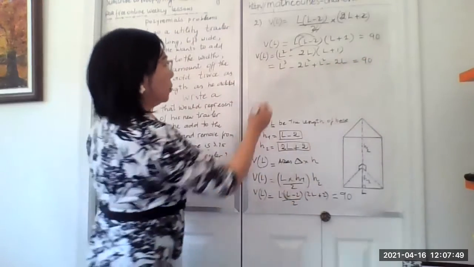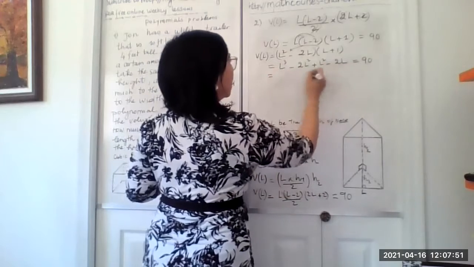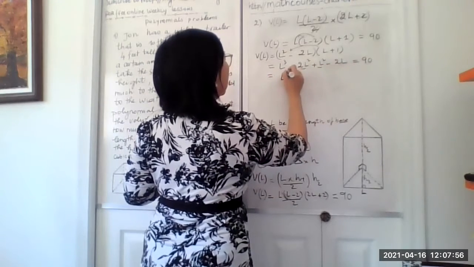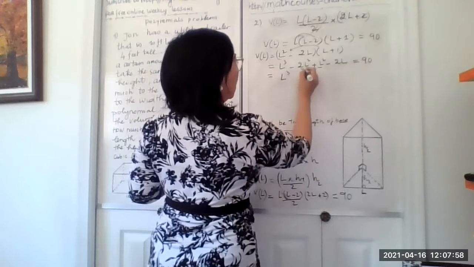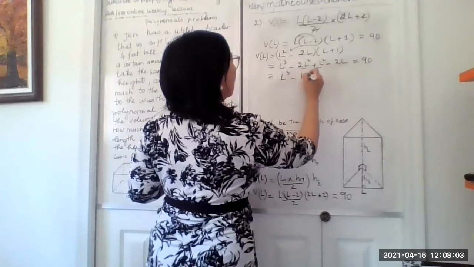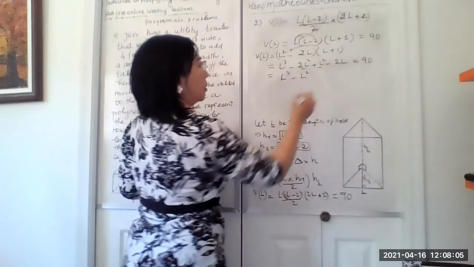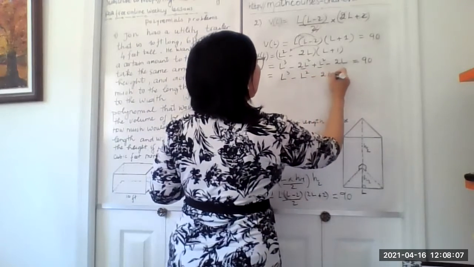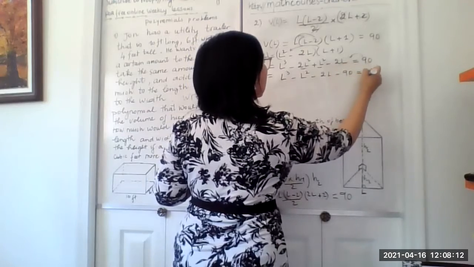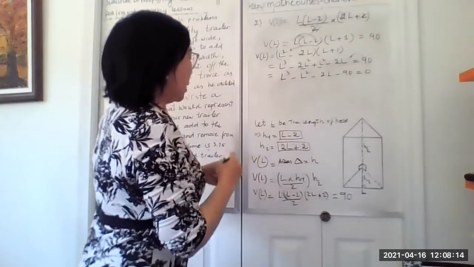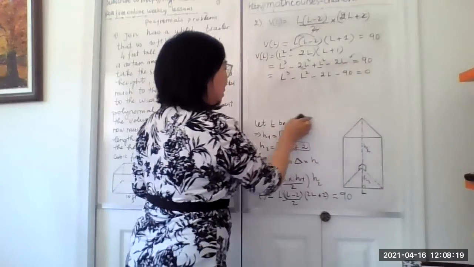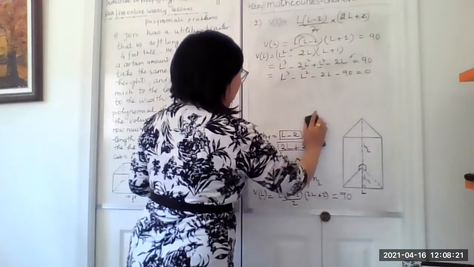So now I'm going to add the algebra like terms together, this and that. So I end up with L to the power 3 minus 2L squared plus 1L squared, so equal minus 1L squared, minus 2L. I can move this over: minus 90 equal 0. So now there is a method of solving this using synthetic division.